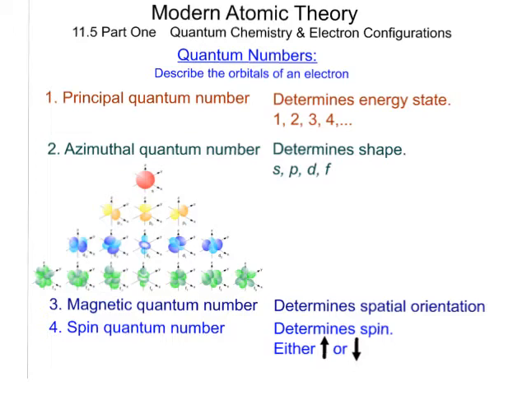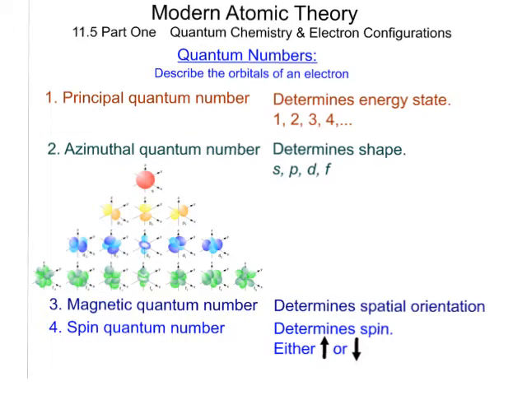Today we're talking about quantum numbers, and I'm sure you're really anxious to hear about what those are since we've been talking so much about quantization lately. Quantum numbers simply describe the orbitals of an electron, and there are 4 of them.